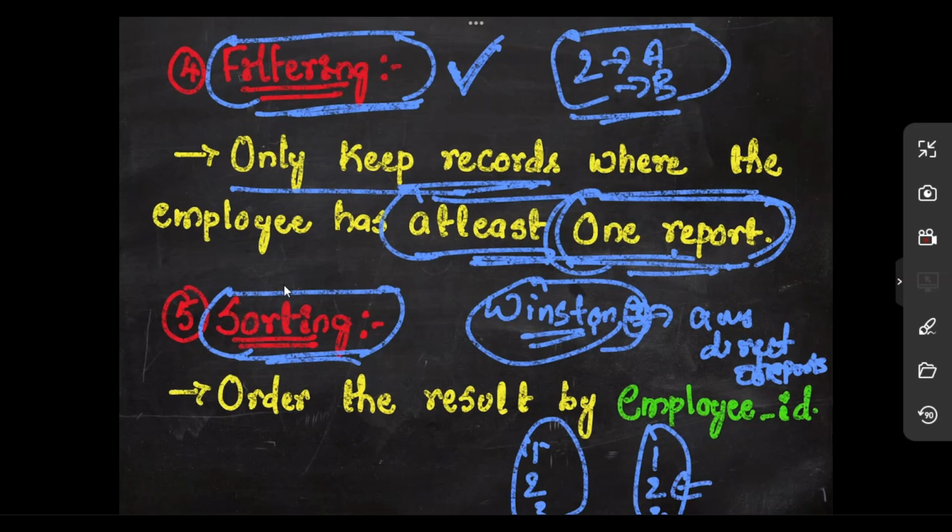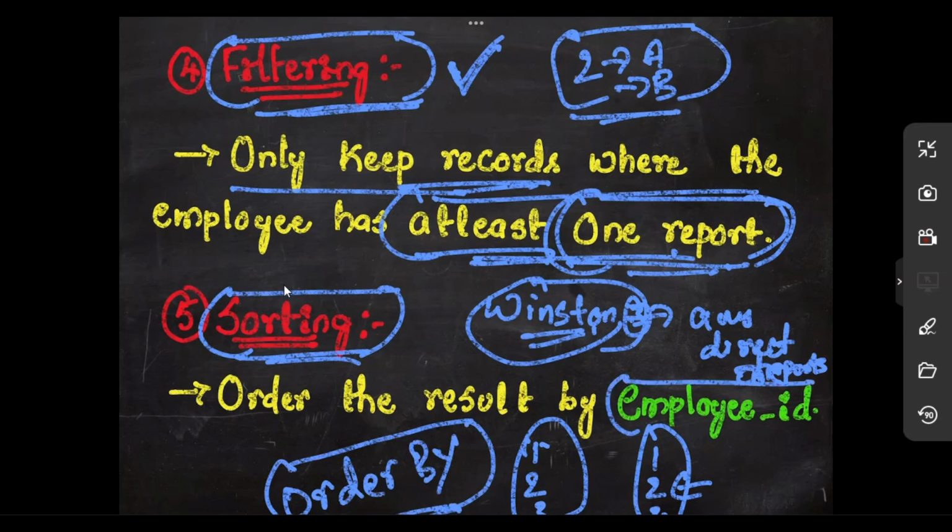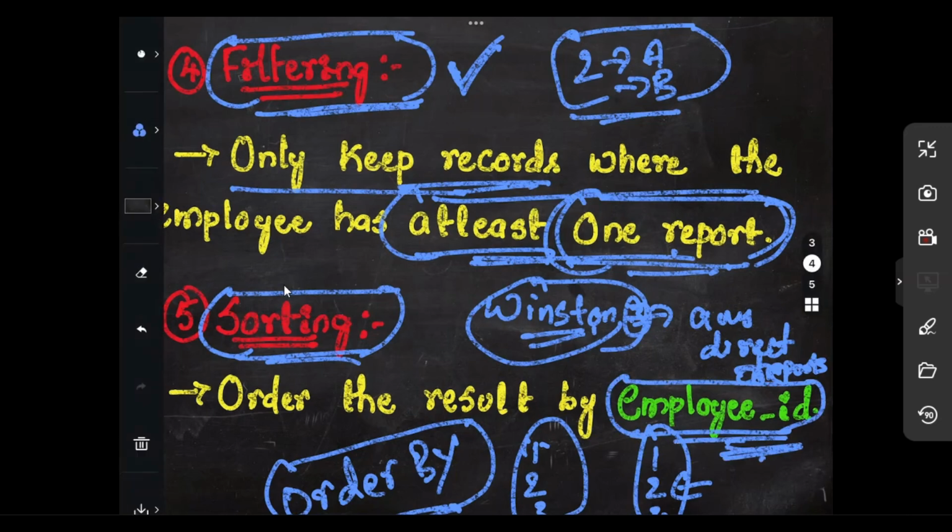For sorting, we will be making use of the order by clause. Whenever we have to sort, we go with the order by clause, right? So we will order the result based on the employee ID. We have already seen this, so it should be easier to understand. These are the 5 steps we'll be going with. This is the approach that we'll be going with.